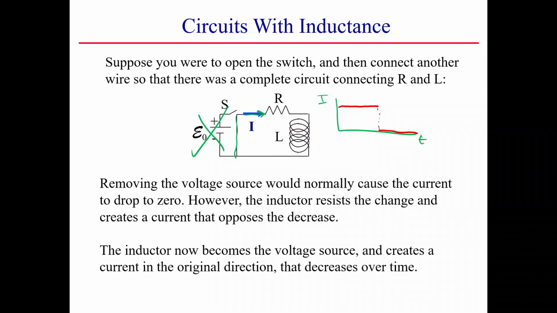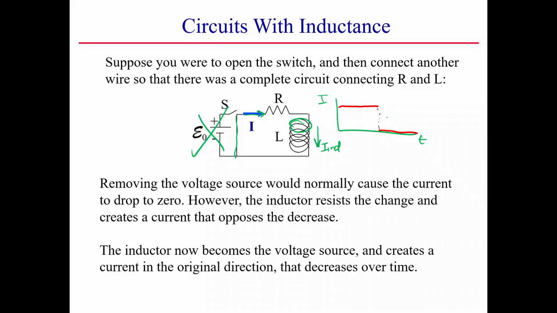And that back EMF actually changes directions, because now the flux passing through that loop is going to decrease if I drop the current. So my inductor is going to oppose the decrease. So I need a current that is in the same direction as the original current. So this inductor becomes the voltage source. But it's going to lose energy over time because all that energy that's stored in that inductor is going to pass through that resistor and be converted into heat.